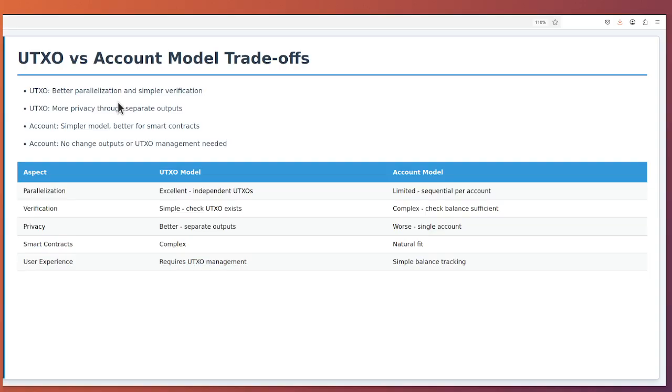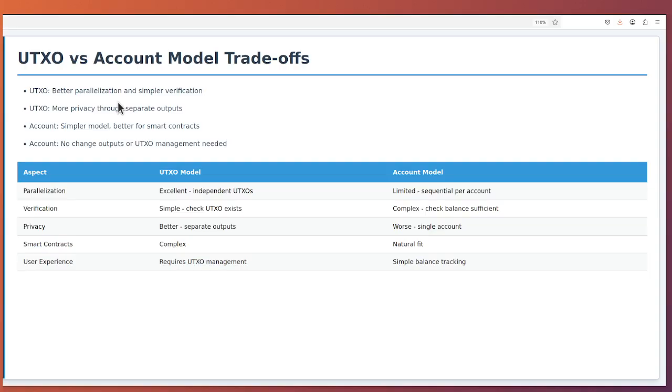First, parallelization. In the UTXO model, different transactions spending different UTXOs are completely independent. They can be validated in parallel since there is no shared state to update. In the account model, transactions affecting the same account must be processed sequentially to maintain correct balances.